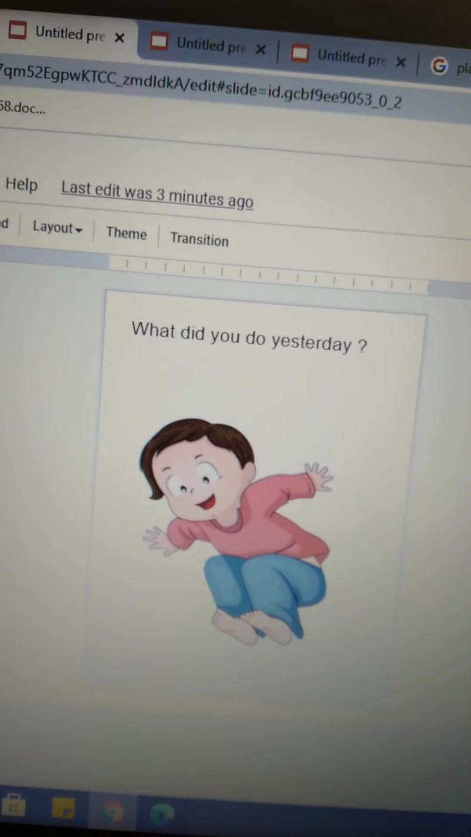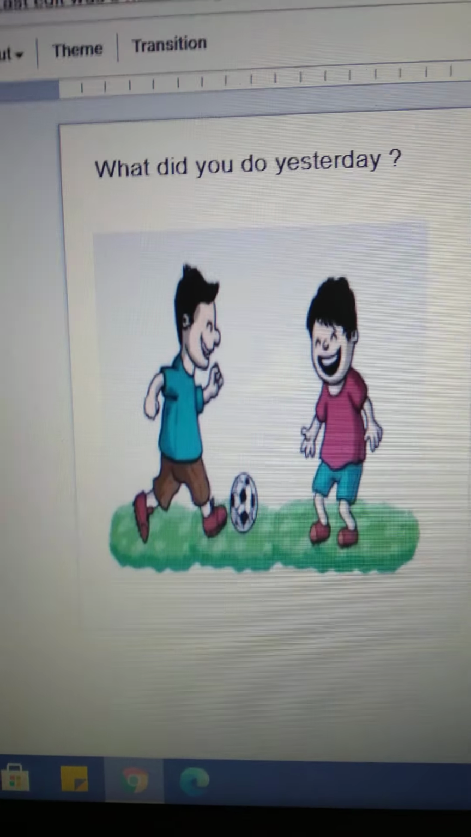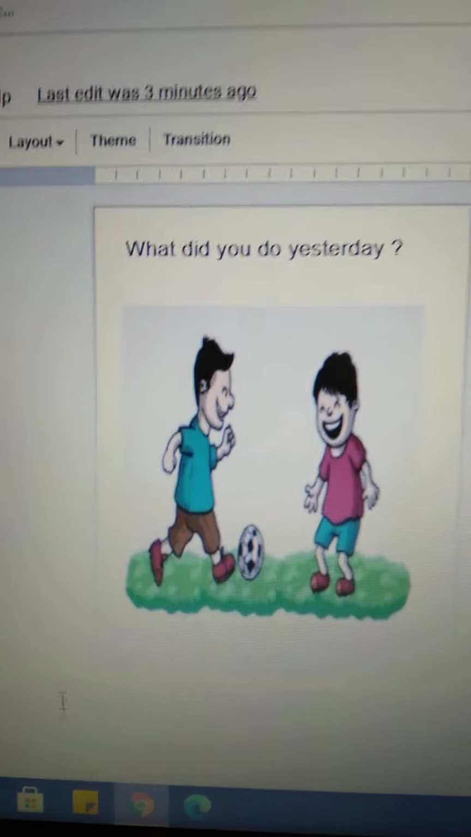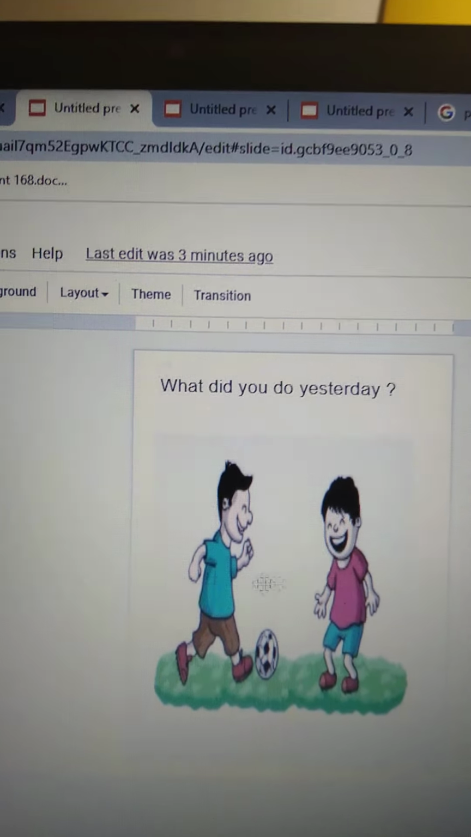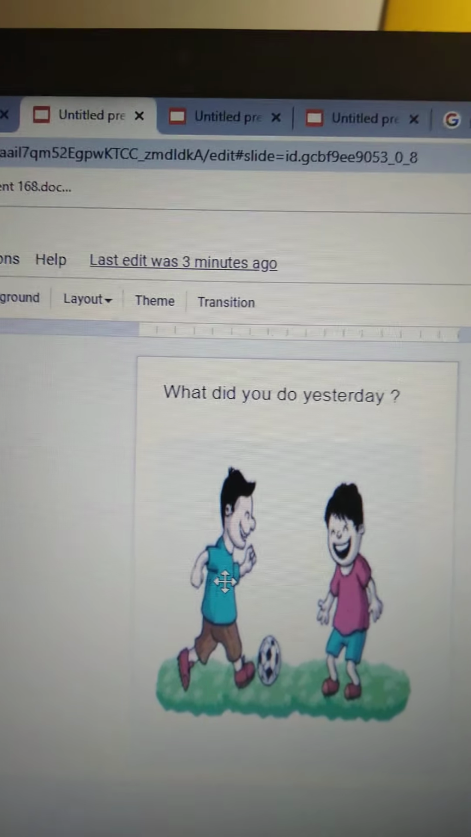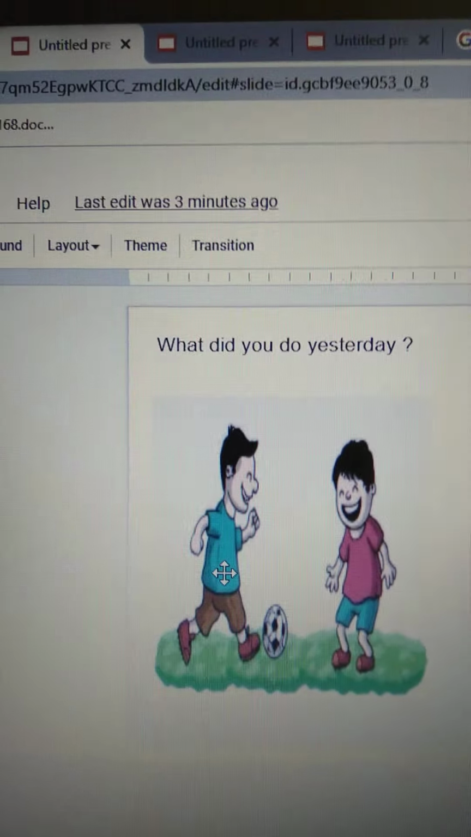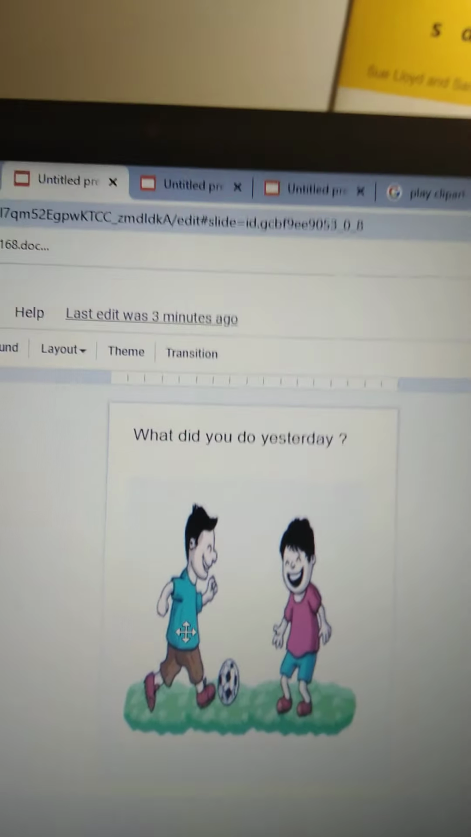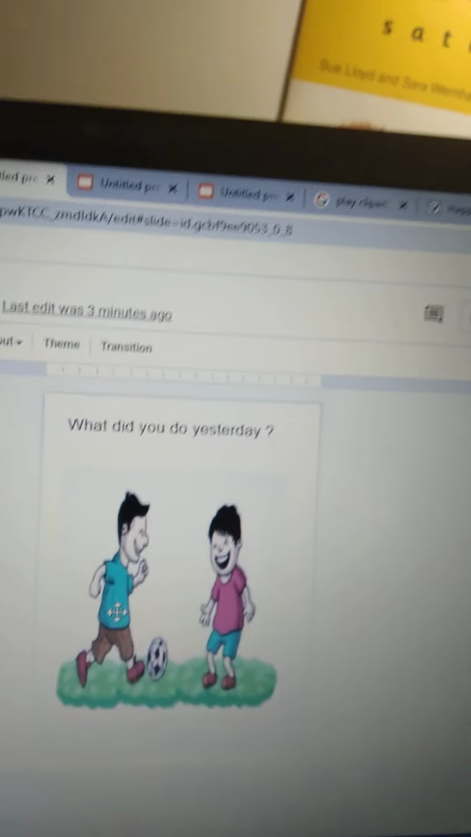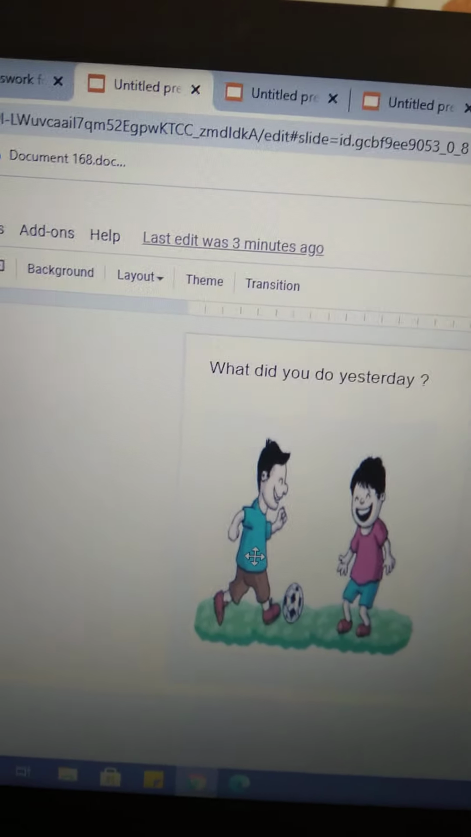So here's another little person, right? And I could ask one of these boys, what did you do yesterday? And this boy, he could answer me. And if he answers, he will say, I played football yesterday, right? So when you are talking about something that has happened already, you say it in a different way. And this is how it looks when you write it.